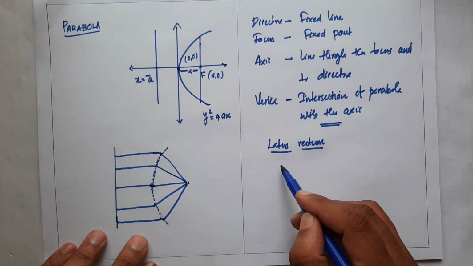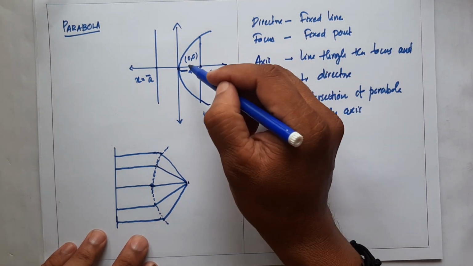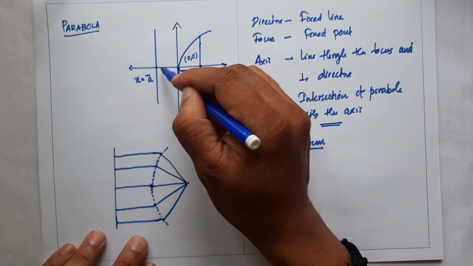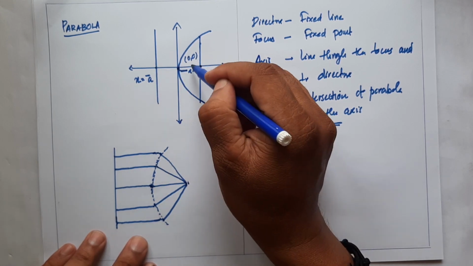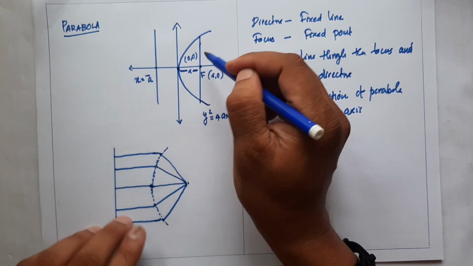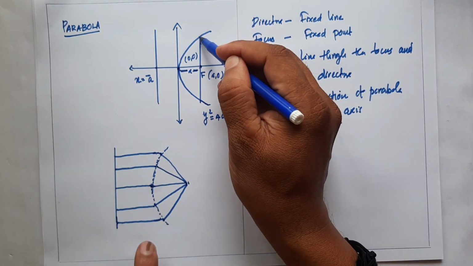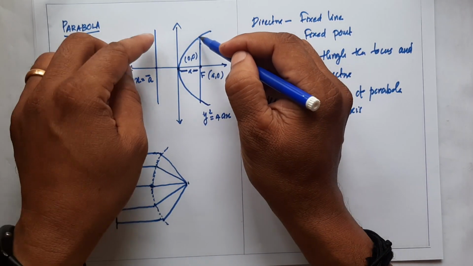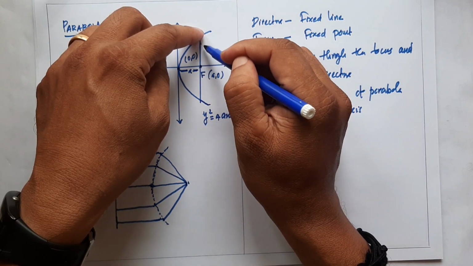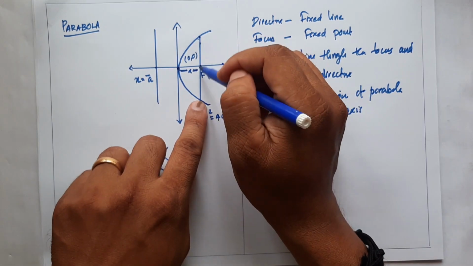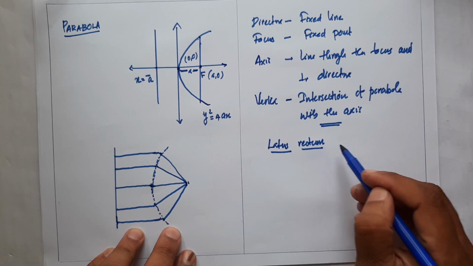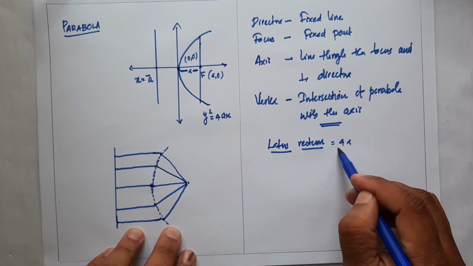For the latus rectum, you already know this distance is a. The distance on the other side is also a. A plus a, this distance is 2a. So from this point, the distance to the fixed point and to the fixed line is always equal. Here 2a, here also 2a, 2a plus 2a gives 4a. The latus rectum is equal to 4a.